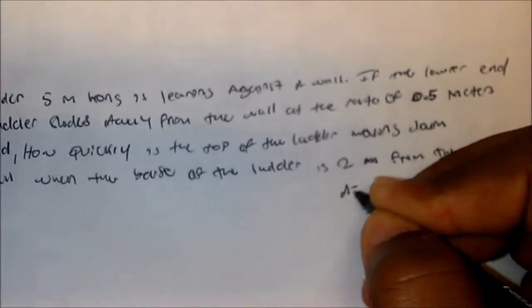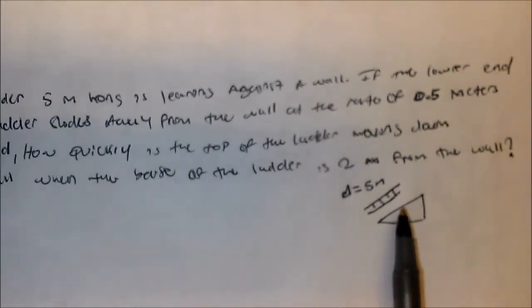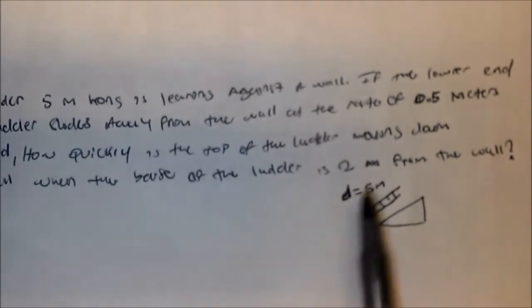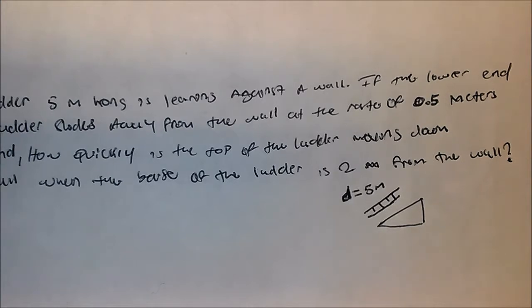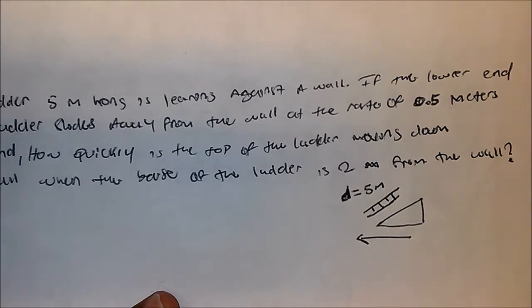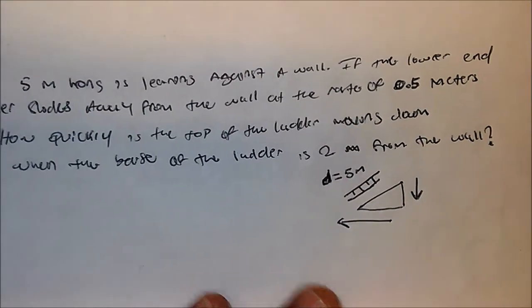So my d right here will be 5 meters. Usually we're going to use the Pythagorean theorem in this one, so it's usually a squared plus b squared is equal to c squared, but I always label my c squared as my d. However you want to choose it. So my d here will be 5 meters long. If the lower end of the ladder slides away, it's going this way, so our x value is increasing. If that is going away, then our y value is decreasing.